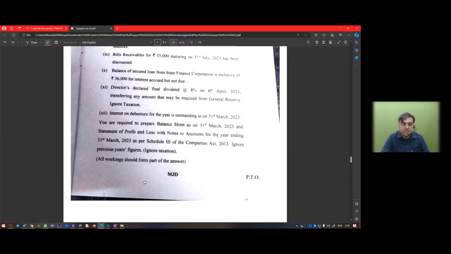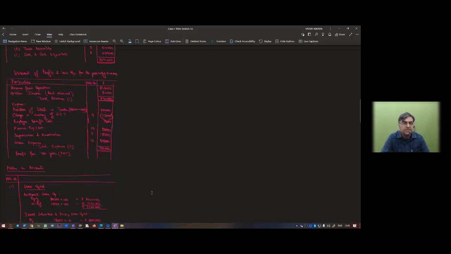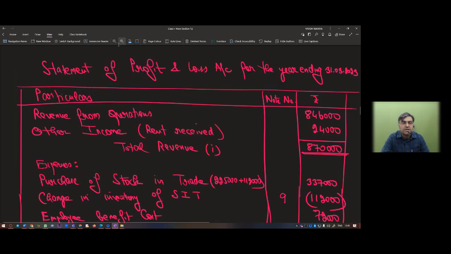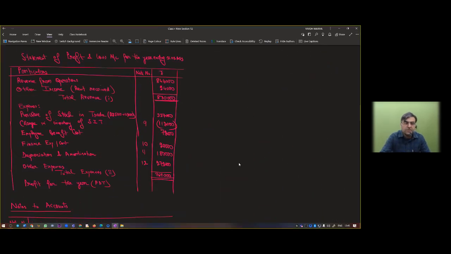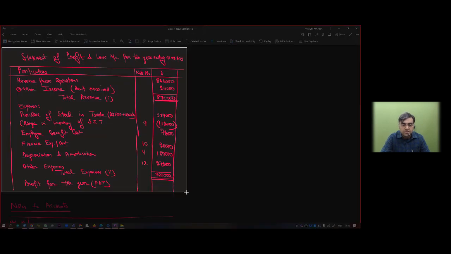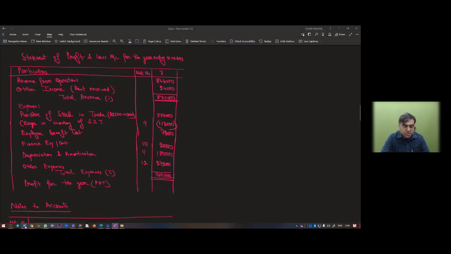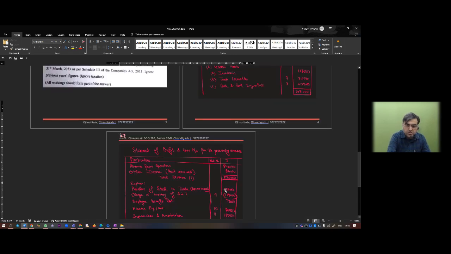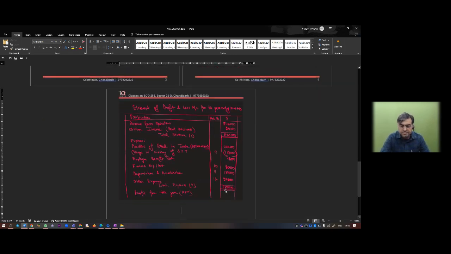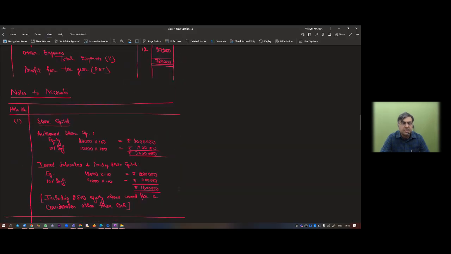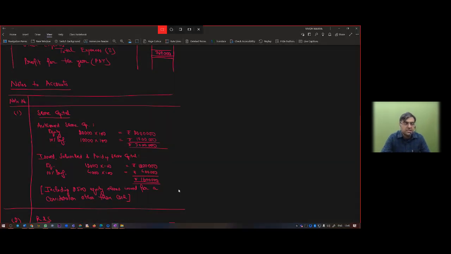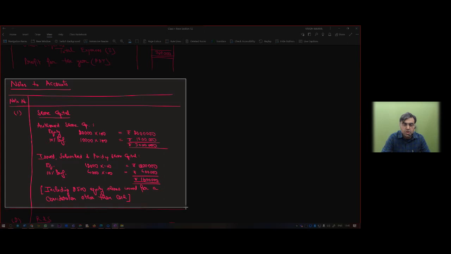First job, balance sheet. Next job, statement of profit and loss account. Next task is those two accounts.